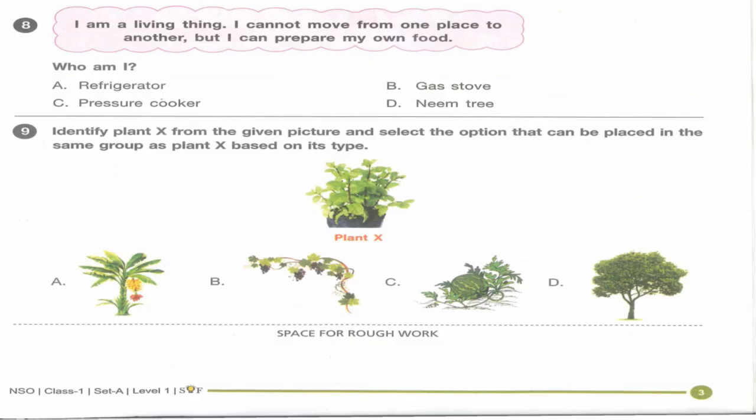Question number 8. I am a living thing. I cannot move from one place to another, but I can prepare my own food. Who am I? A. Refrigerator. B. Gas stove. C. Pressure cooker. D. Neem tree.